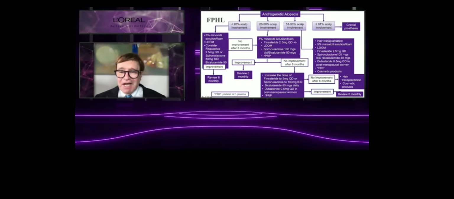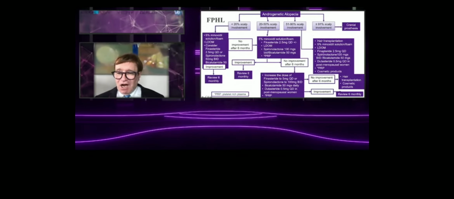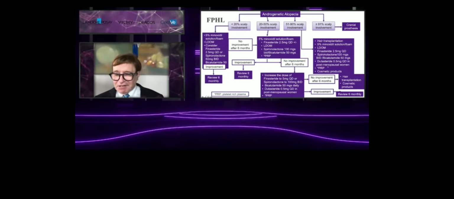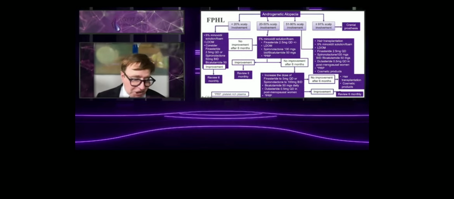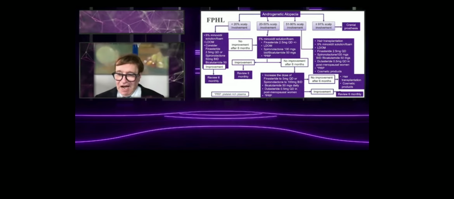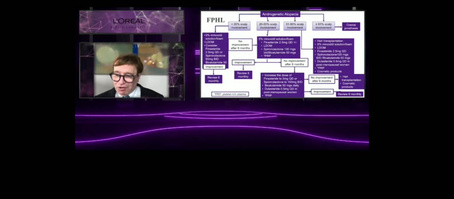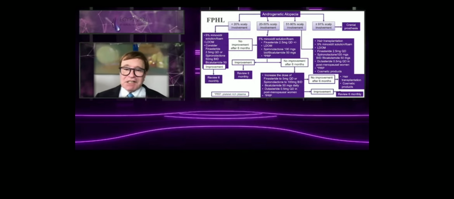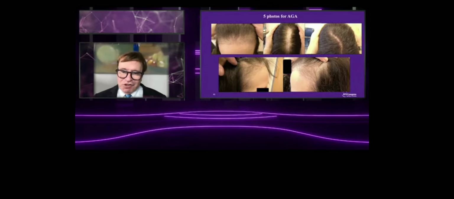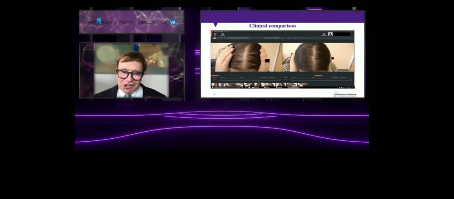If there is 51 to 90% involvement, consider hair transplant, minoxidil, low-dose oral minoxidil, spironolactone, bicalutamide, dutasteride, PRP, and cosmetic products such as powders can be used. If there's no improvement, consider possibly a hair transplant if the donor area is good and the recipient area is good. And always review every 6 months. Now, we always do photographs on every patient. Patients love to see the before and afters.